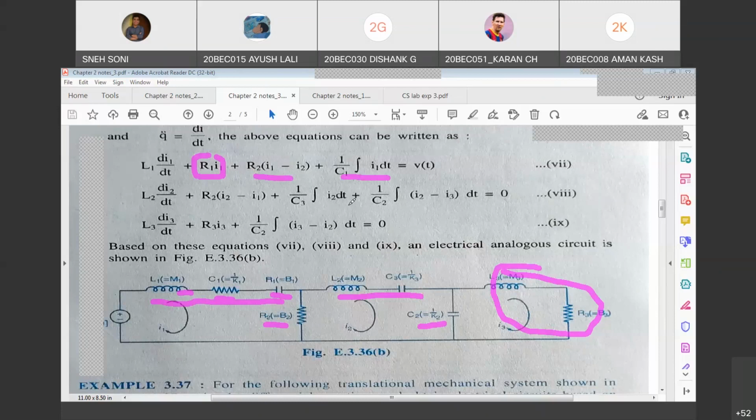Second KVL equation, if you check, L2 di2 by dt plus 1 upon C3 integration I2 dt plus 1 upon C2 integration I2 minus I3 dt, plus R2 into I2 minus I1 equals 0. So that second equation also you can check with the second loop. And if you write the KVL equation here, L3 di3 by dt plus R3 into I3, plus 1 upon C2 integration I3 minus I2 equals 0. I hope you can understand this equation. You can cross check these three equations with your circuit.